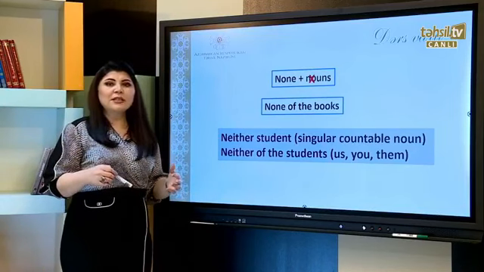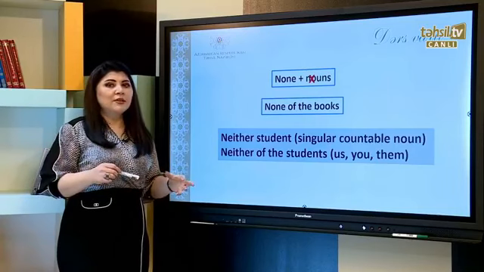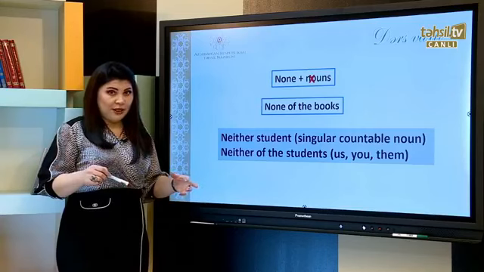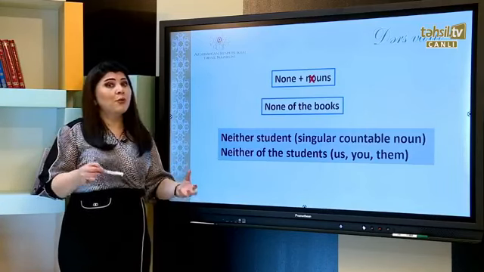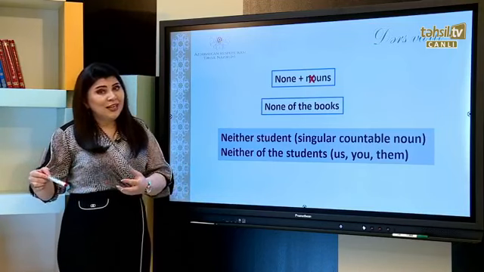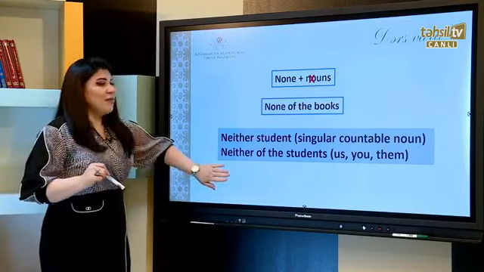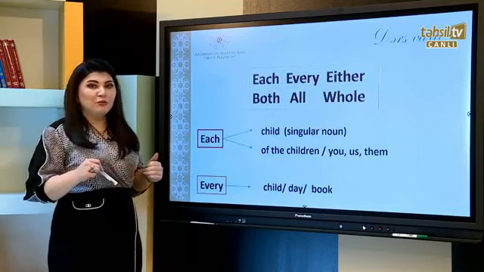And neither is the negative form of both. We can say, for example, neither Günel nor Aygün came to school yesterday, okay? But in a positive sentence, we'll say both Aygün and Günel were at the party. And I'll talk about either. Either has some tricky moments that you have to remember.